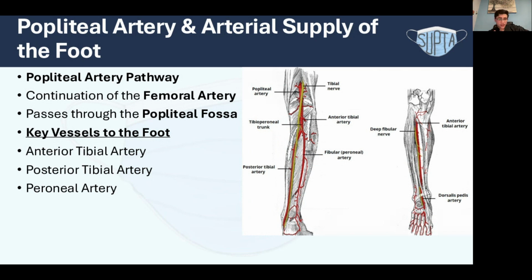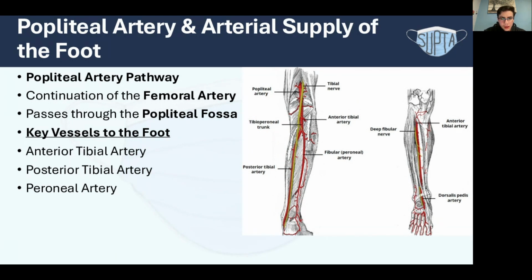So now we've moved inferiorly. Now we're talking about the popliteal artery and also the arterial supply of the foot. I'll put everything in one slide just to make it quite quick. The popliteal artery goes posteriorly and comes out from the back of the knee. The picture on the left is a right leg, and we're looking at it from the posterior view, from the back. You can see the popliteal artery. As I said, it's just a continuation of the femoral artery, and it passes through the popliteal fossa.